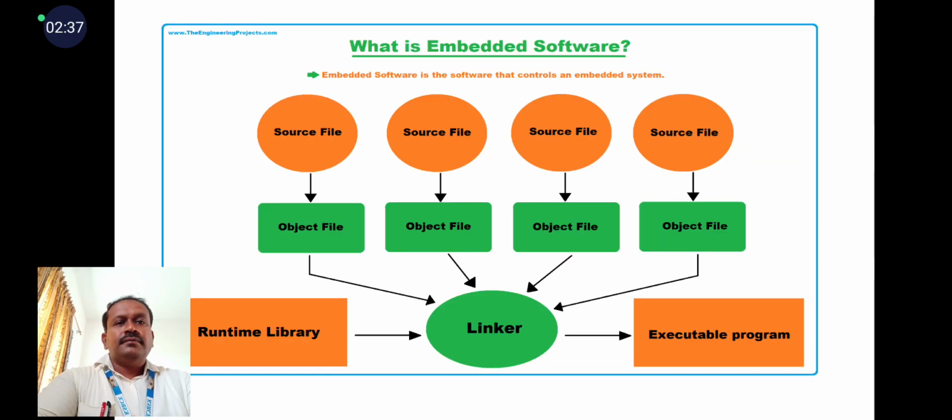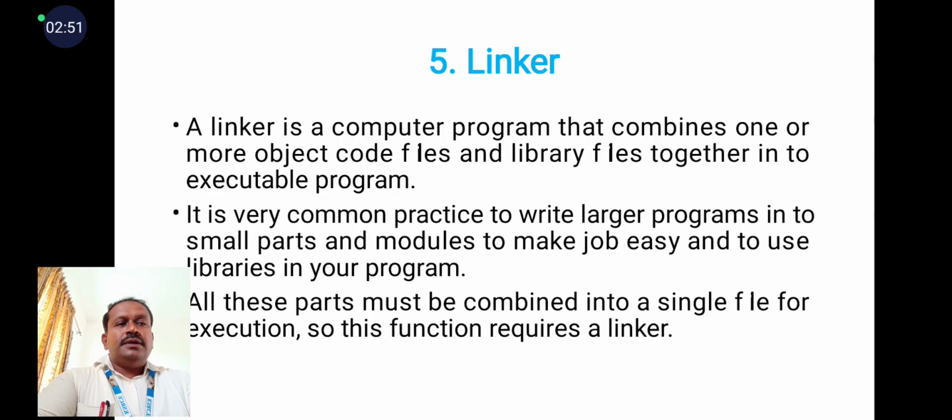So this is the overall flow diagram of the software process. You have a source file, then you have different object files. These files are combined by a linker, and the linker creates an executable program. So the next one is the linker. A linker is a computer program that combines one or more object code files and library files together into an executable program. It is a very common practice to write a larger program in small parts, and modules make the job easy and allow using libraries in your program. All the parts must be combined into a single file for execution, so this function requires a linker.